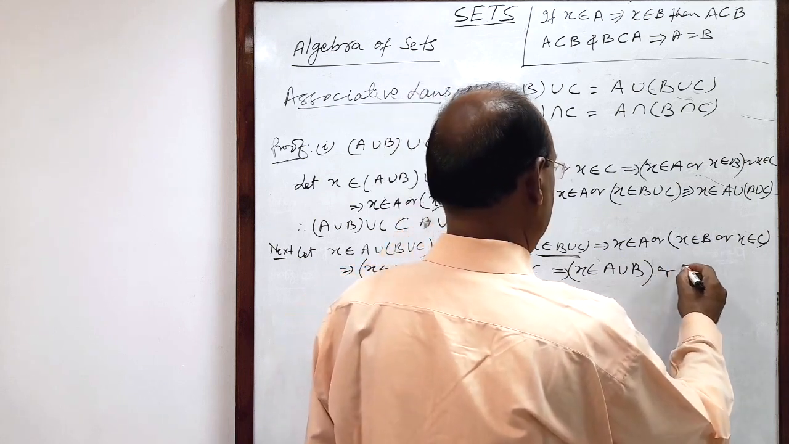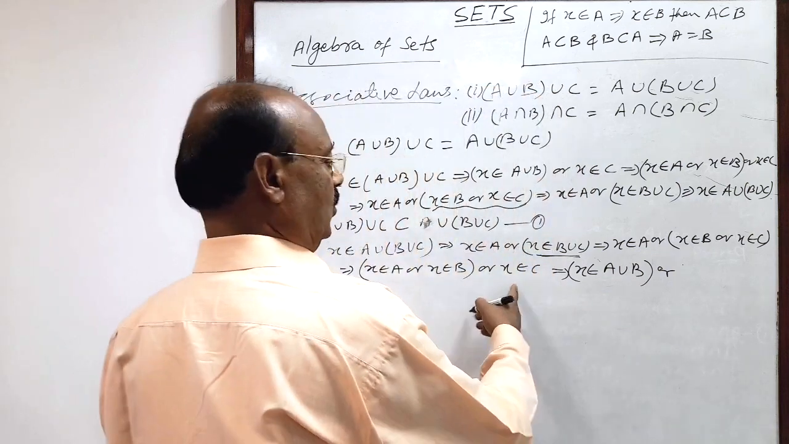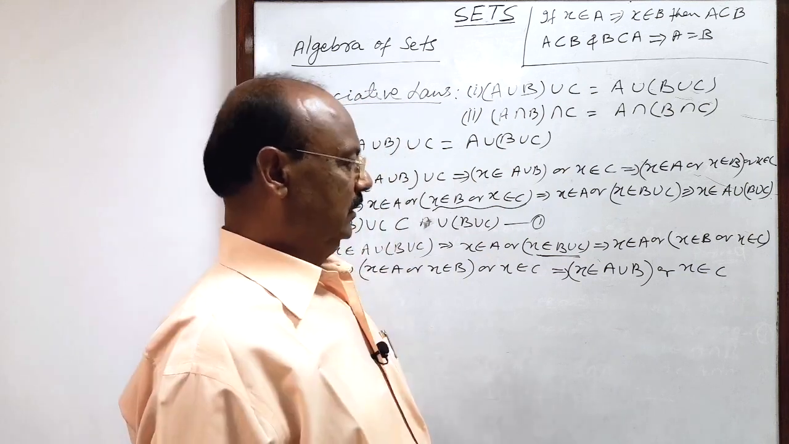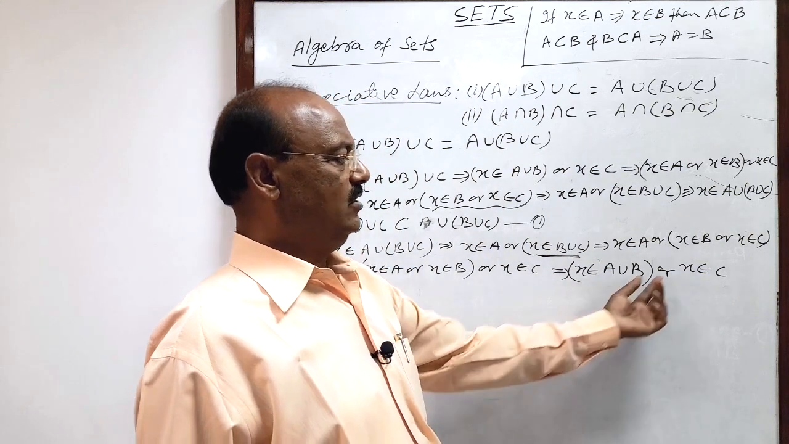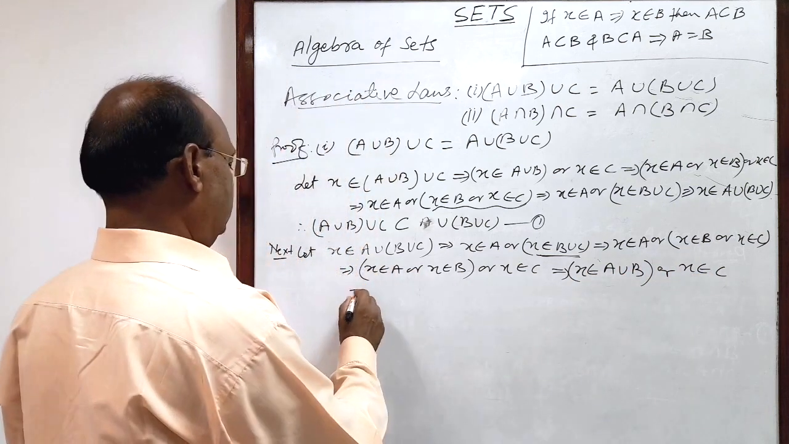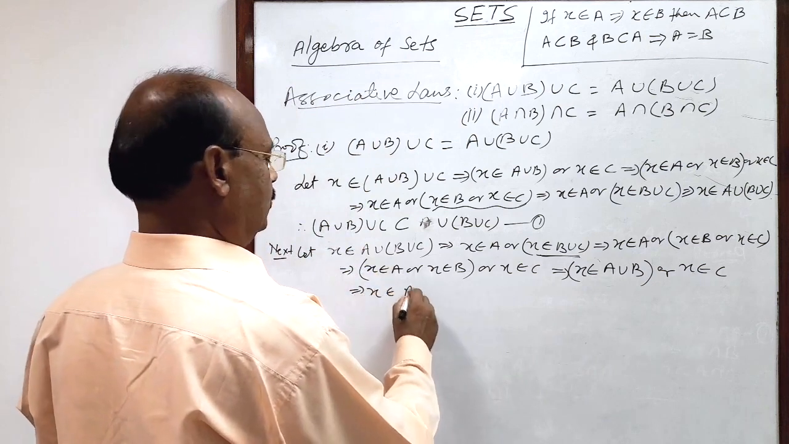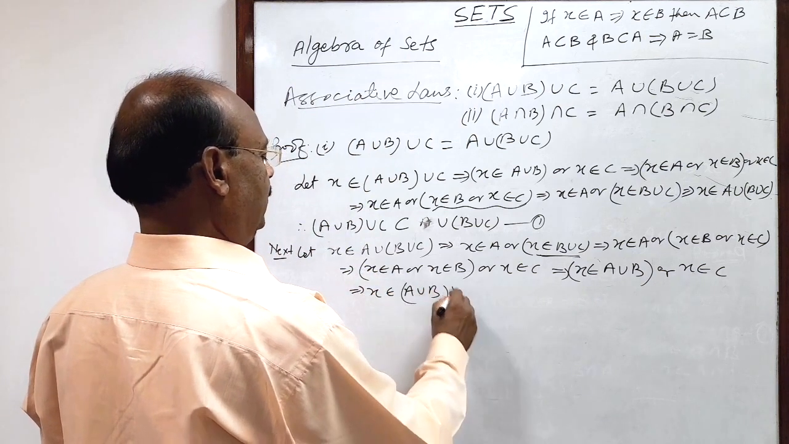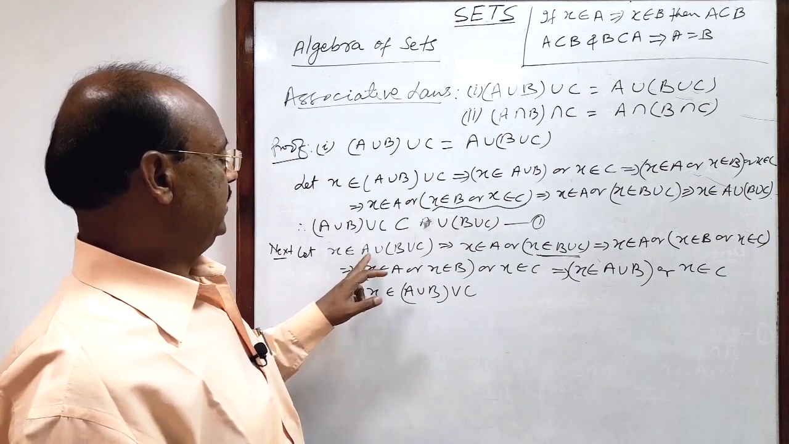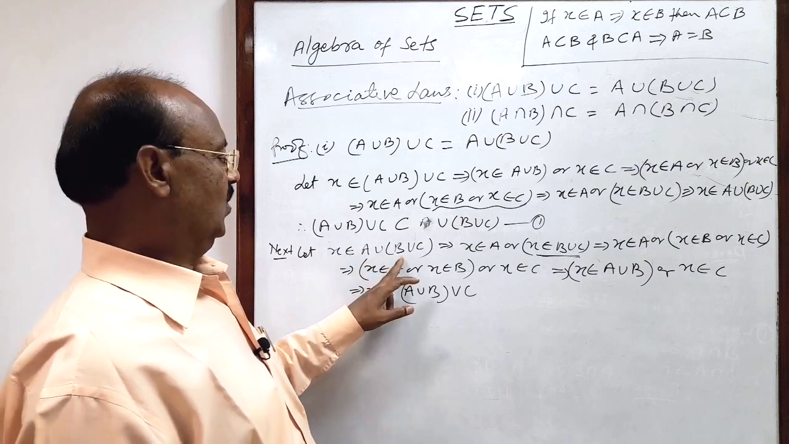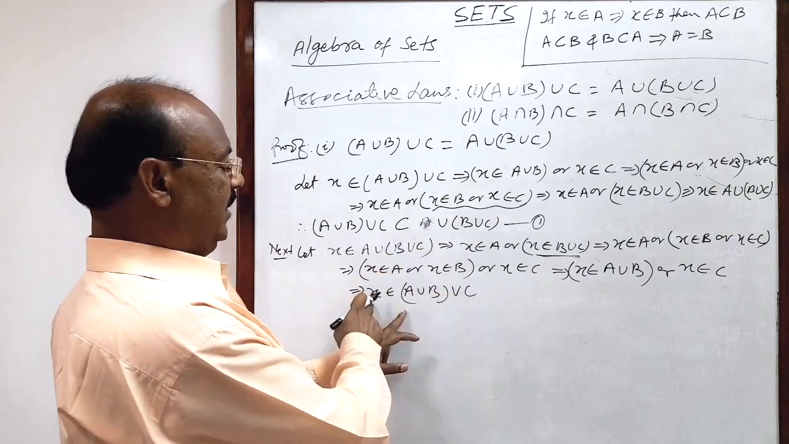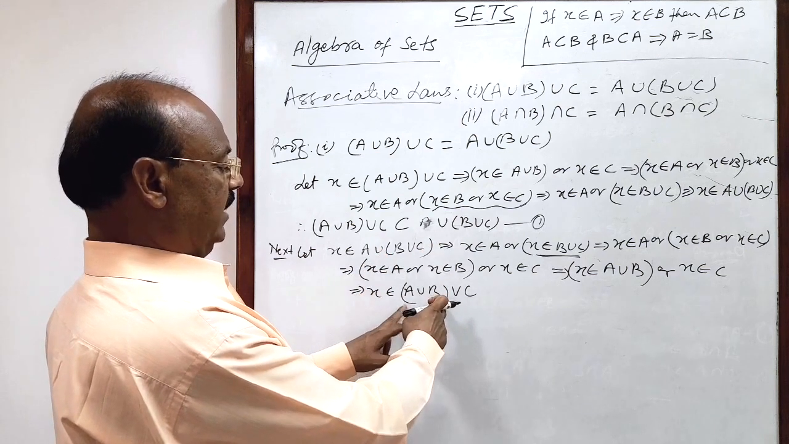or X belongs to C. Correct? Now you see here X belongs to this set or X belongs to this set. It means X belongs to the union of these two sets. So this implies that X belongs to (A union B) union C. Correct? Now you see here we started with X belonging to this set where the bracket is given on the last two sets, but here the same element belongs to this set but the bracket is here.